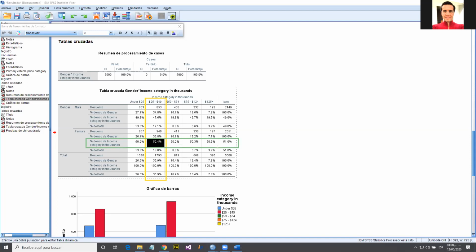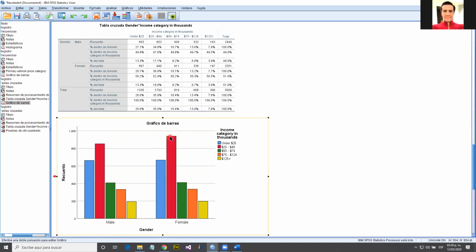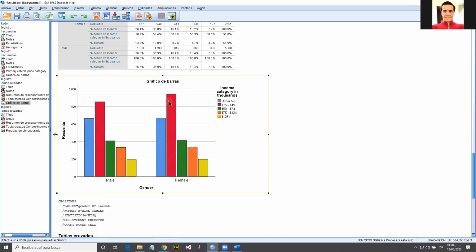So now I can know that I have a difference. Let me go to the chart and you can see that I am right. Look at this chart. This one, the one with the biggest, this one right here, you can see belongs to female. This one, the highest one, okay? So now I can say that we have a difference between them. There is a difference in income between male and female.